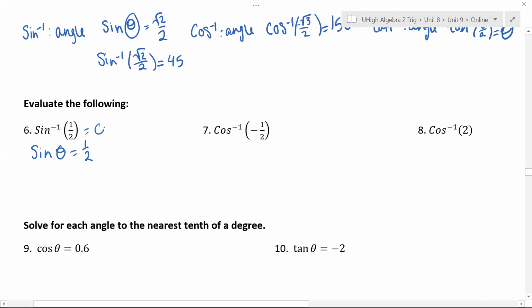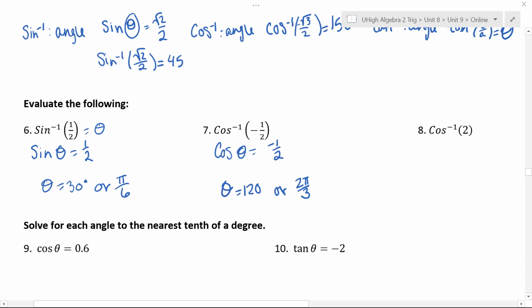So either way, you're thinking about the same idea. Looking at your unit circle, we're going to find that theta equals 30 degrees or pi over 6 radians. Inverse cosine, so we're thinking the cosine of theta equals negative 1/2. So theta would be 120 degrees or 2 pi over 3.